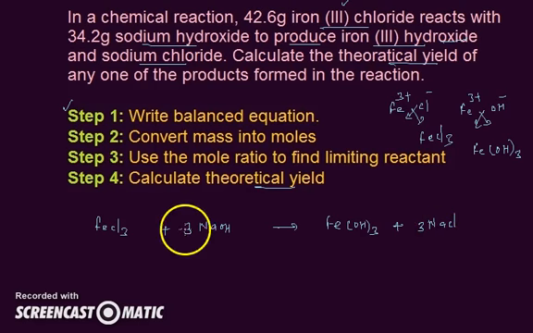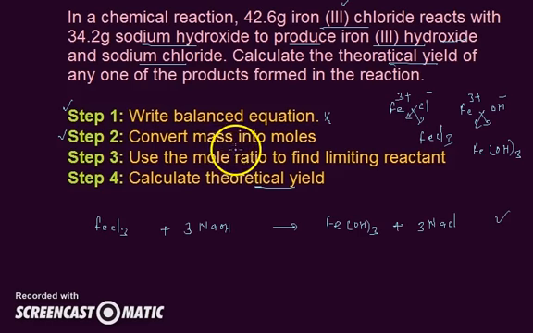We check if the number of OH groups are balanced. 3 moles of NaOH has 3 OH groups, and iron hydroxide has 3 moles of OH groups. Number of OH groups are also balanced. This is a balanced chemical equation. We are done with the first step. Now we move on to the second step.